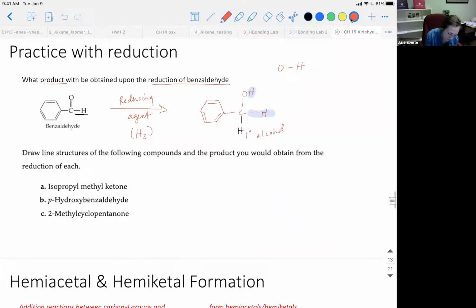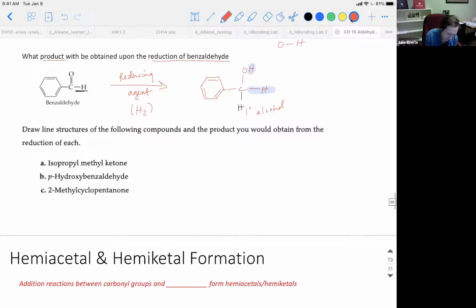Draw line structures for each of the following compounds and the product you would obtain from the reduction of each. Okay, so we have isopropyl methyl ketone. This is really good practice because you're having to practice drawing these out from their names, and then we're going to reduce it.